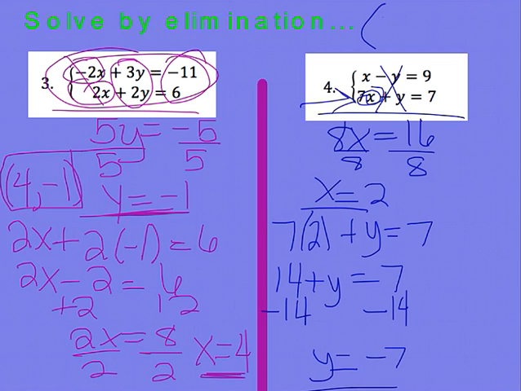So I need to write that out as a coordinate point. First my x, and then my y.